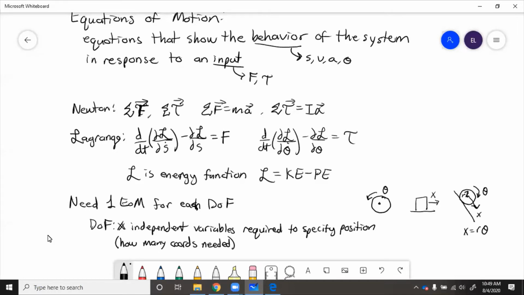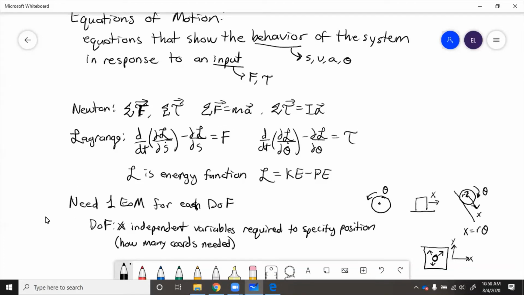Now, if it's something else, like let's say you have a hockey puck on a table. You're playing like air hockey. It could go like that. It could go like that. It could go like this. That is 2 degrees of freedom. You need an x and a y.